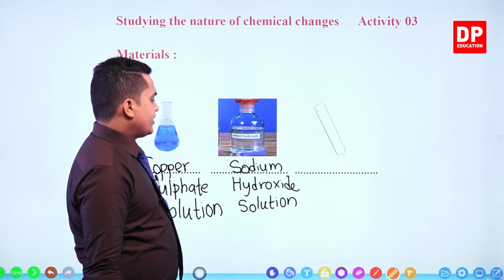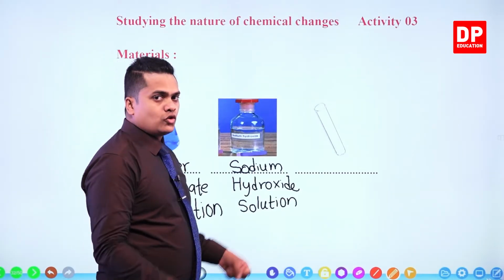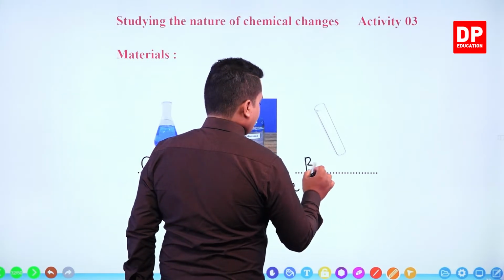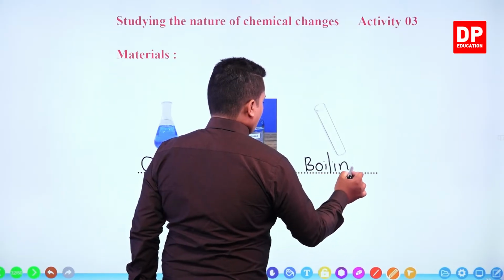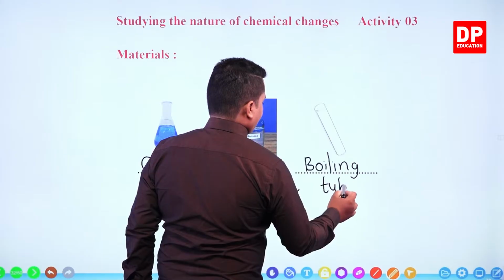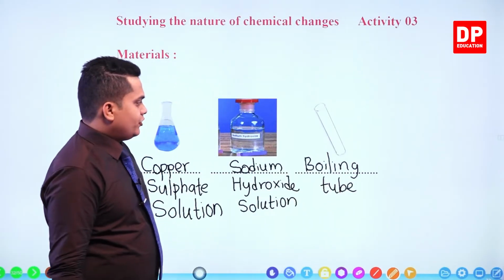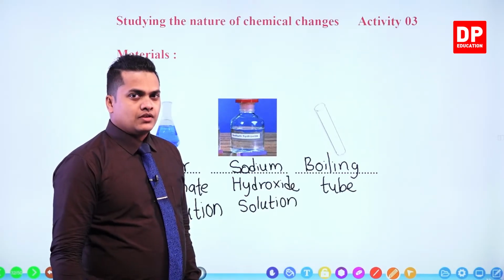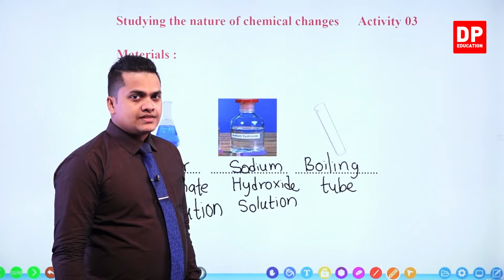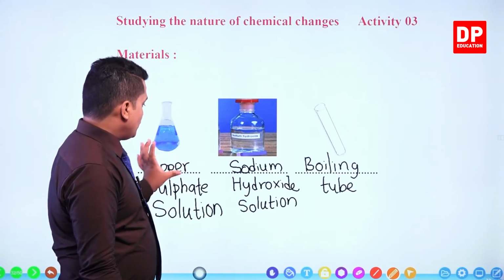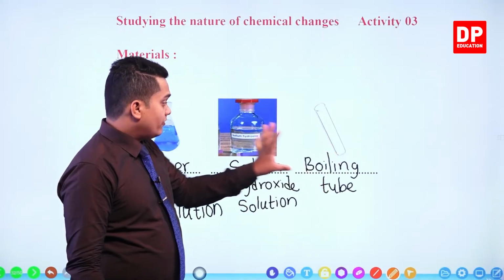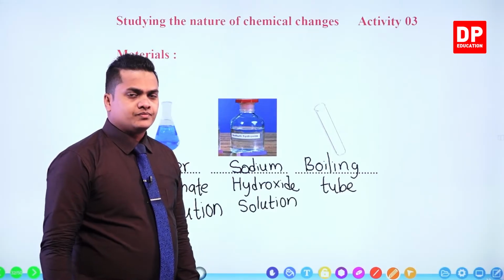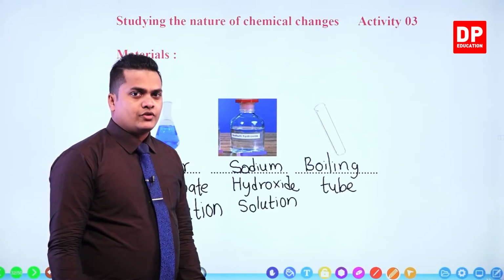Sodium hydroxide solution. Then to mix these two solutions with each other, we'll be needing a boiling tube. Right, a boiling tube. So we'll be observing the chemical change by adding copper sulfate to sodium hydroxide. We'll be observing what sort of thing is going to happen within the system.